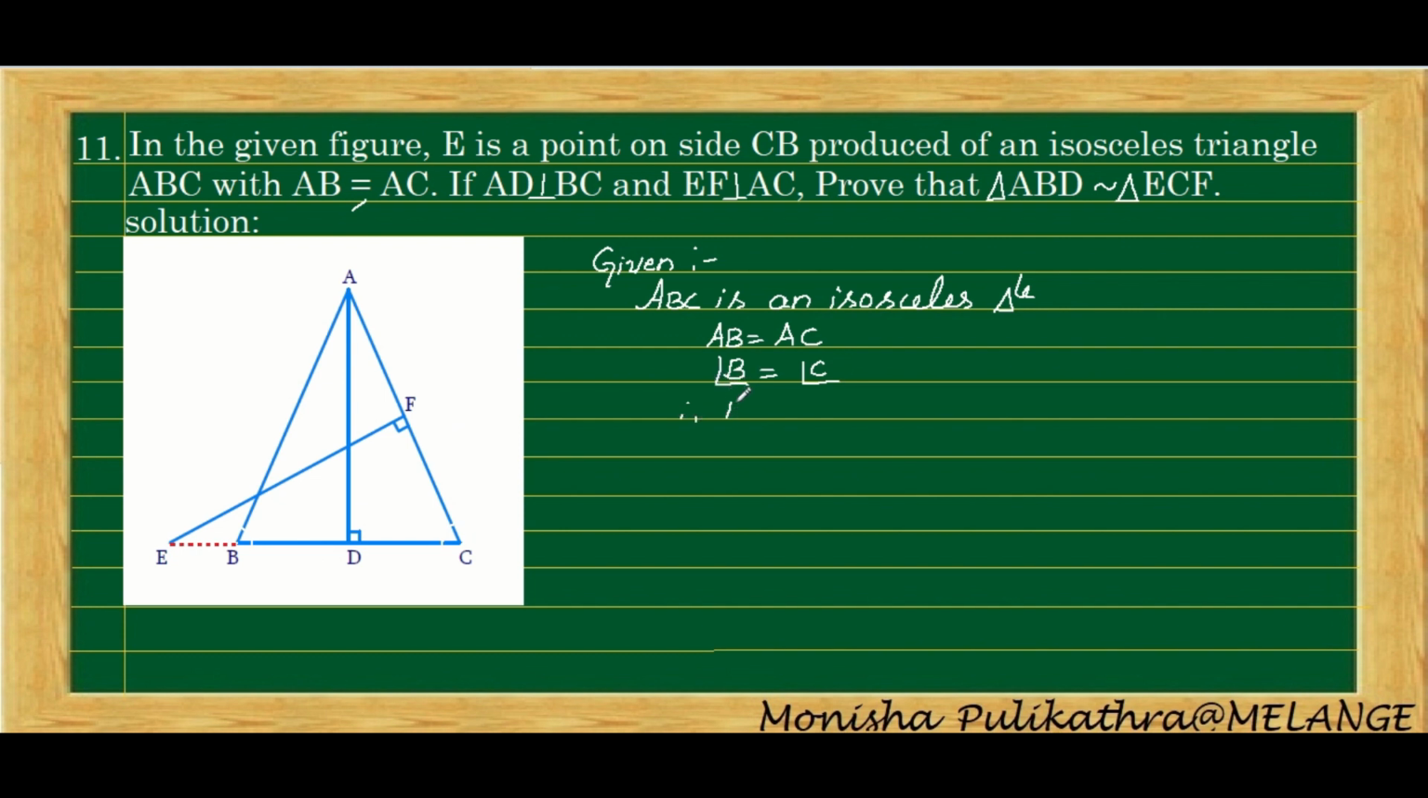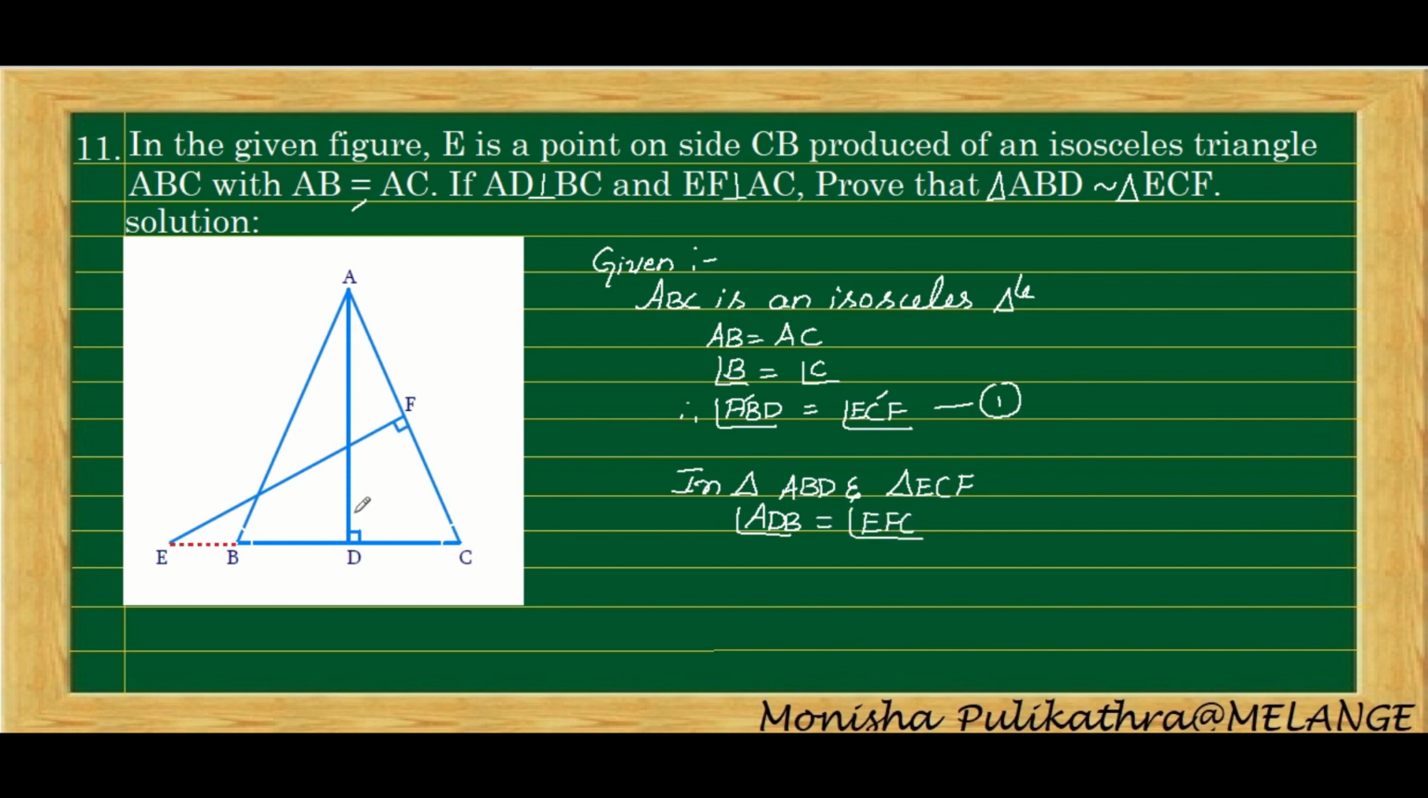Therefore, angle ABD will be equal to angle ECF. Why? Because angle B is equal to angle C. Let this be equation 1. Next, since they have asked us to prove ABD and ECF, we will compare those two triangles. So in triangle ABD and triangle ECF, what is the same here? 90 degrees. That is, angle ADB is equal to angle EFC.